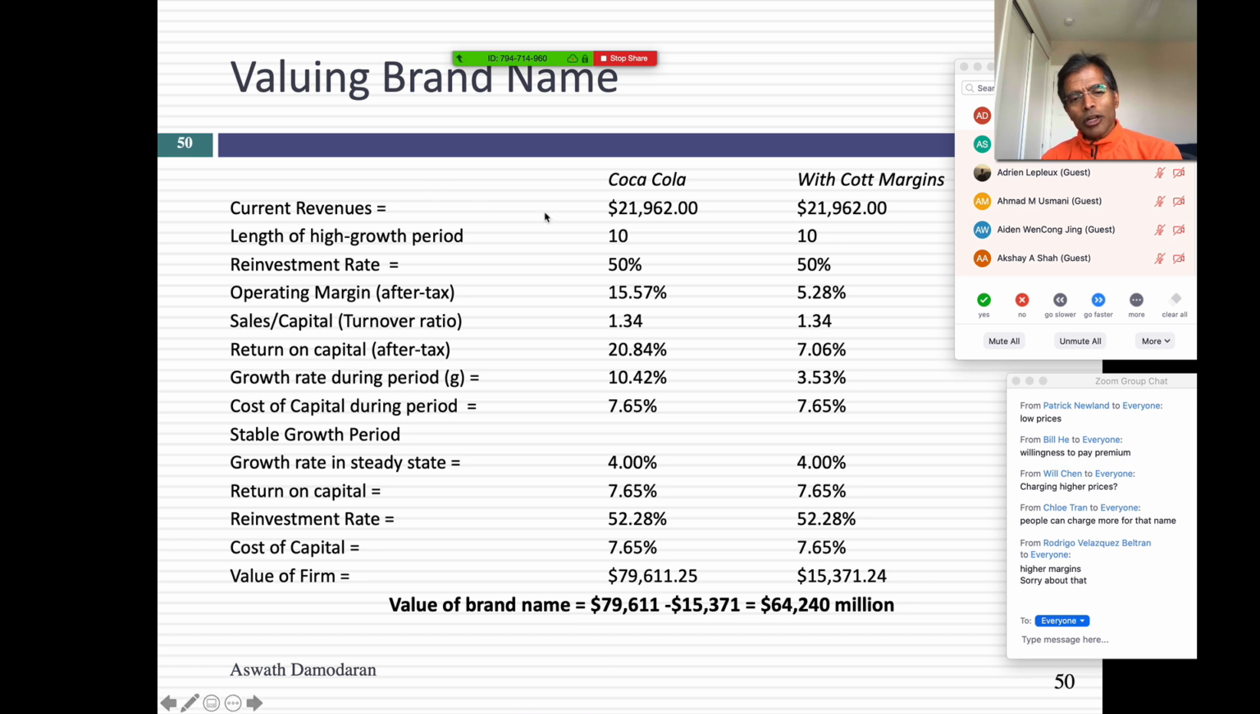That return on capital translates into a high growth rate. In fact, everything you do as a company is being affected by the brand name. So when I use those numbers, I'm already reflecting the brand name. He said, I don't believe you. Luckily, I came prepared and I got lucky. So I asked a hypothetical question.